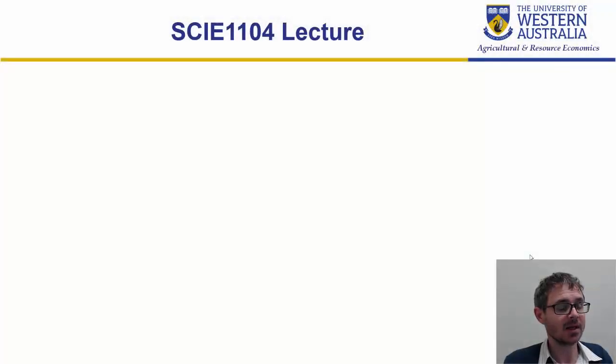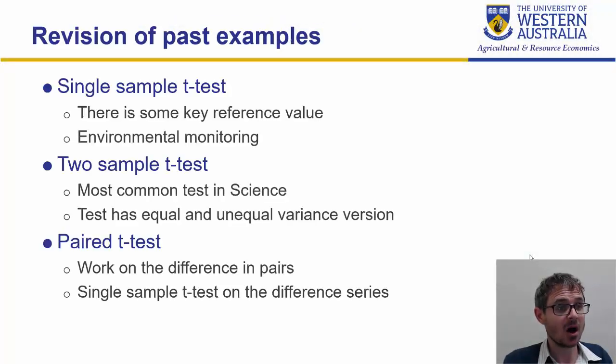Hi, what we're going to look at now is just a quick revision of what we've been going through. So we've been looking at a range of t-tests. We've had 3 flavors of t-tests: a single sample t-test, a 2-sample t-test, and a paired t-test. And we've had a few examples of how to look at these.